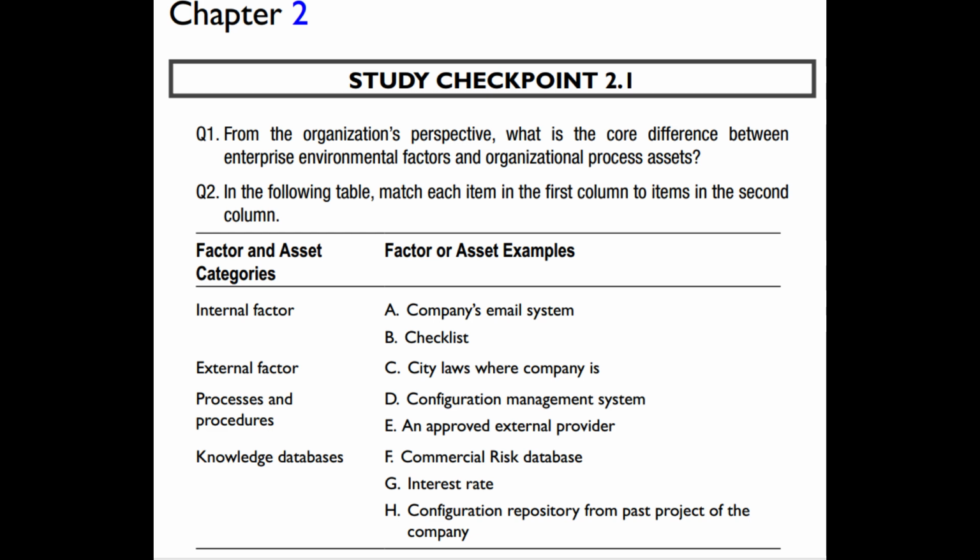Factor and asset. Categories. Factor or asset examples. Internal factor: A. Company's email system. B. Checklist. External factor: C. City laws where company is. Processes and procedures. D. Configuration management system. E. An approved external provider. Knowledge databases. F. Commercial risk database. G. Interest rate. H. Configuration repository from past project of the company.